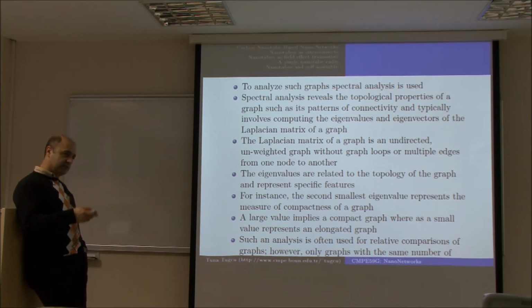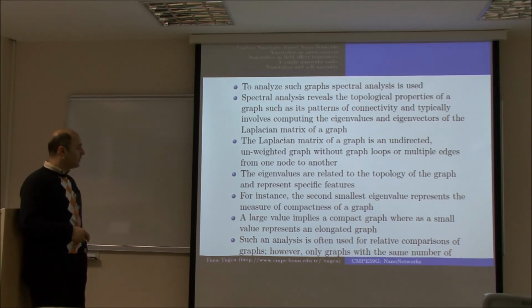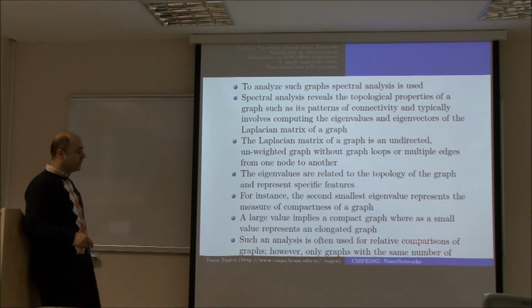There are some special cases, like you may have a large eigenvalue, but it could be actually formed in another way. So there are also ways of overcoming such problems, but we'll not go into that detail. Such a spectral analysis is often used for relative comparison of graphs to see, for example, how compact one graph is compared to the other.